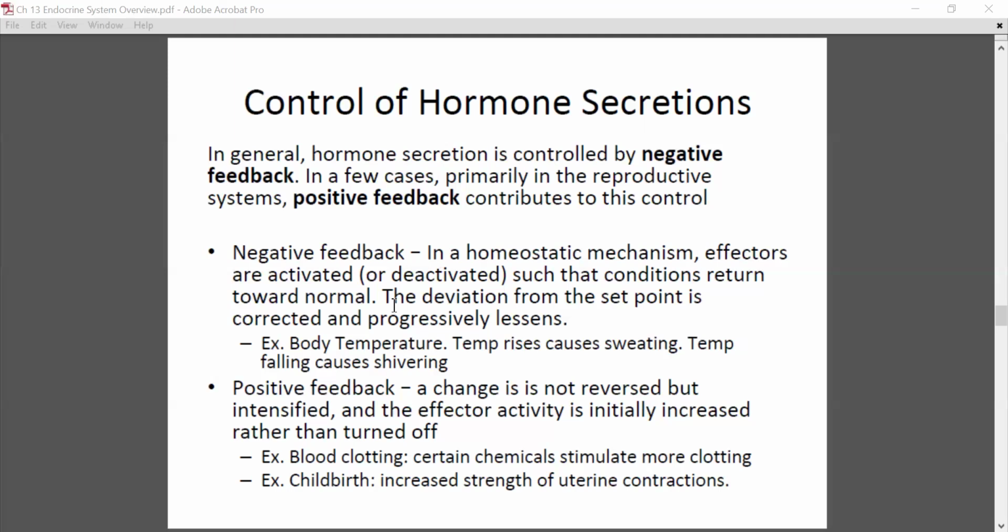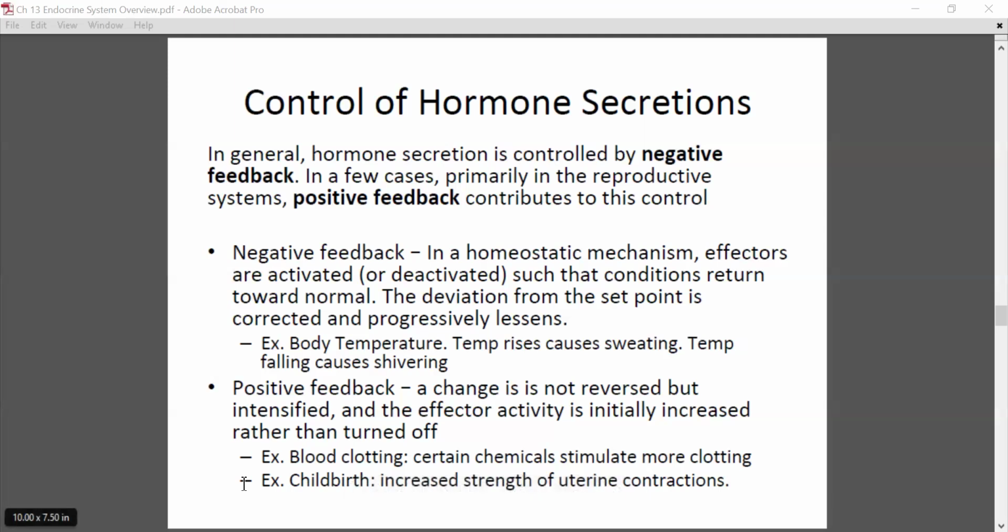In positive feedback, we're not trying to get back to normal as quickly as possible. What we're trying to do is intensify whatever reaction that is instead of turning it off. An example would be, let's say, childbirth. That is the most common example that you'll see.